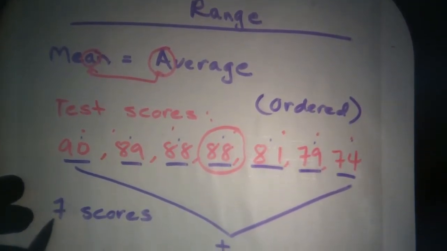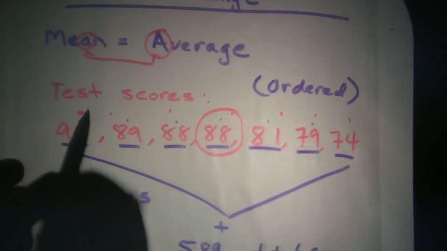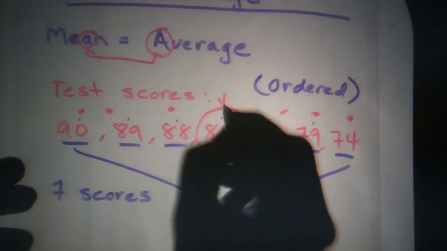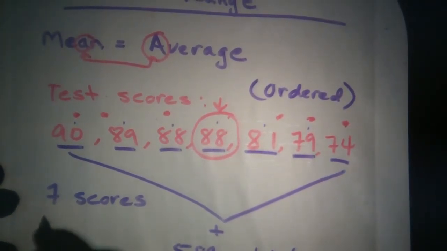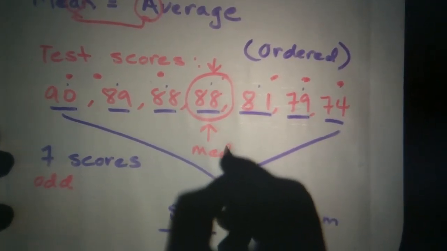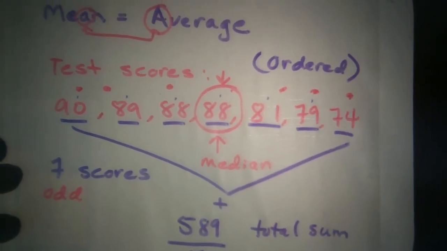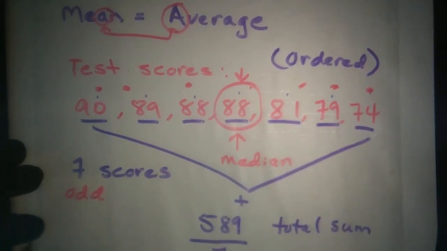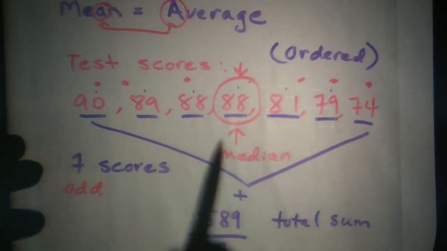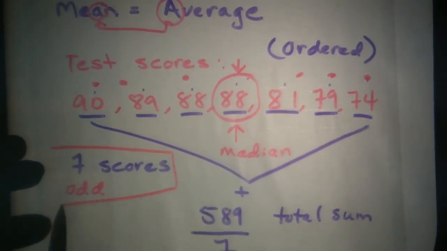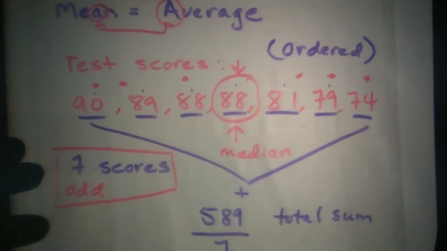I took half of 7, I rounded it to 3, I went forward 1, 2, 3, I went in the back 1, 2, 3. That gave me the middle score of 88. Because I have an odd number of scores, I do have 1 median or middle score. Now if I had an even number of scores, if I had 8 scores, I'd have 2 middle numbers. And then I would have to take the mean. I'd have to add the 2 middle numbers together and divide it by 2 to get the median. But in this case, because I have an odd number, I definitely did have 1 middle number, 88.